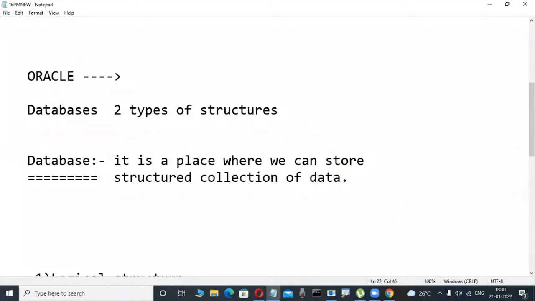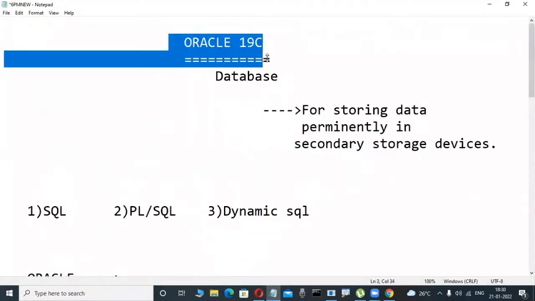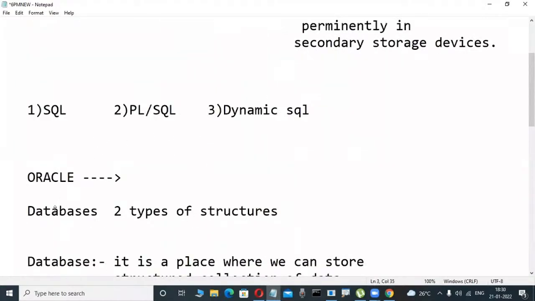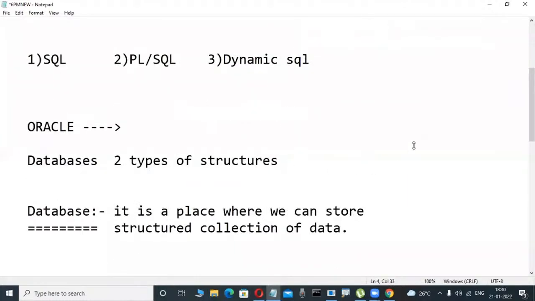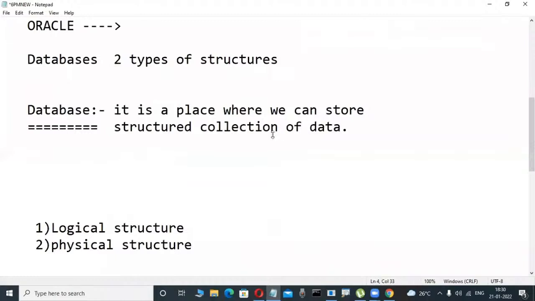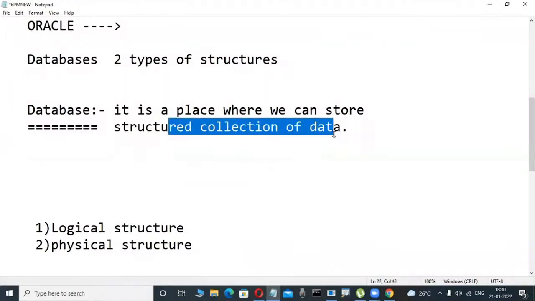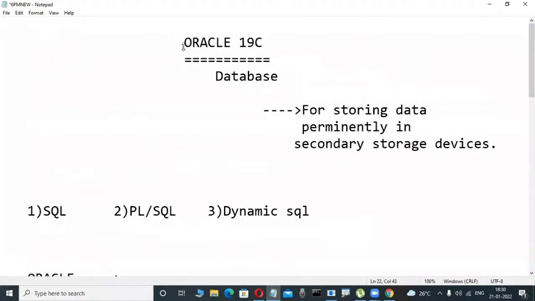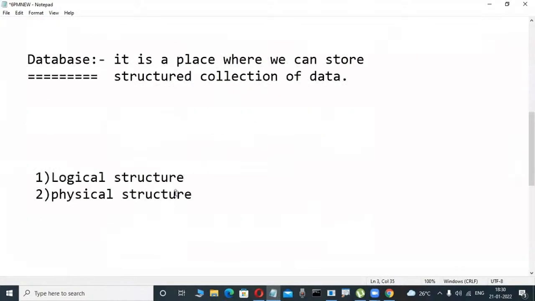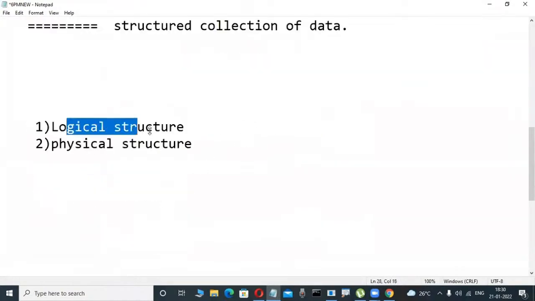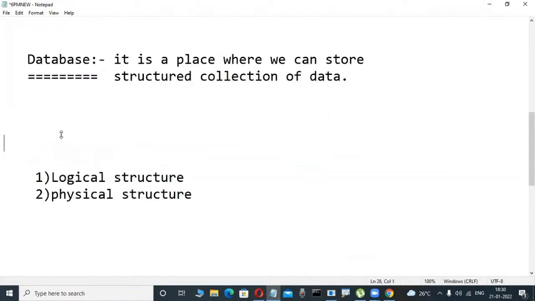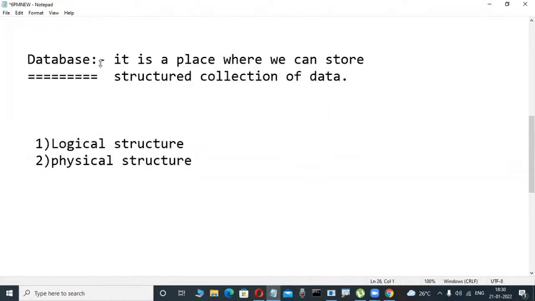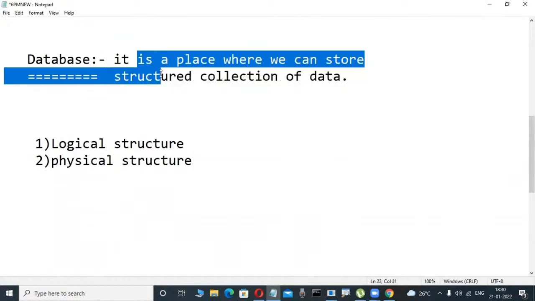Observe here. Actually, whenever we install Oracle or any relational database software, what is the database actually? It is a place. Whenever we install this type of software, automatically some place is reserved on the hard disk only. In that place only we can store a structured collection of data. But whenever we install these softwares, two types of structures are there: one is logical structure, another one is physical structure. This definition I am not explaining today. You will understand it one of these days.